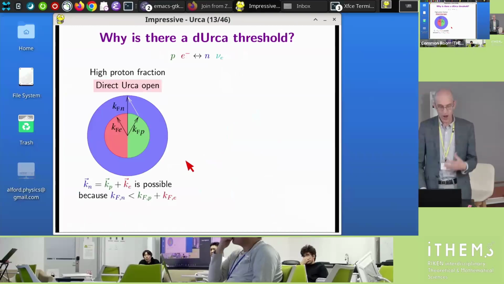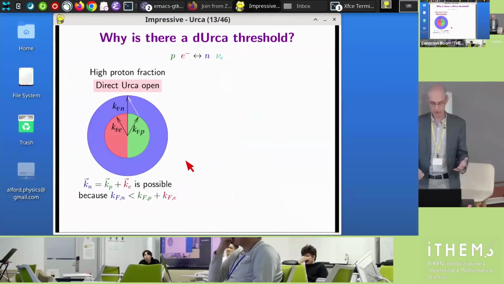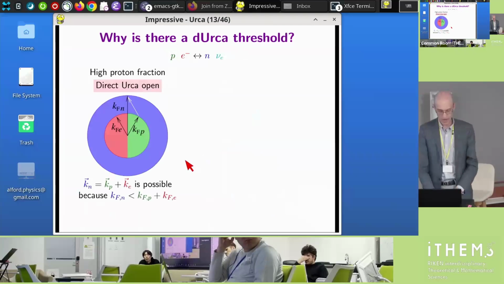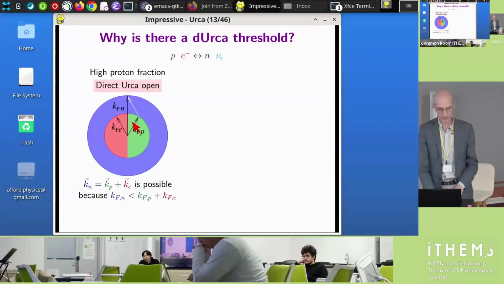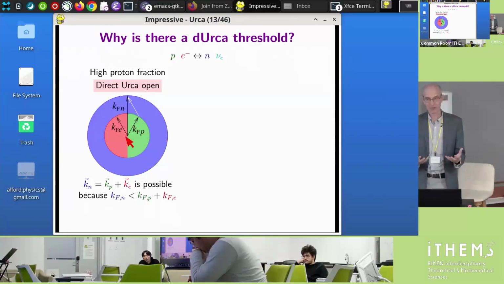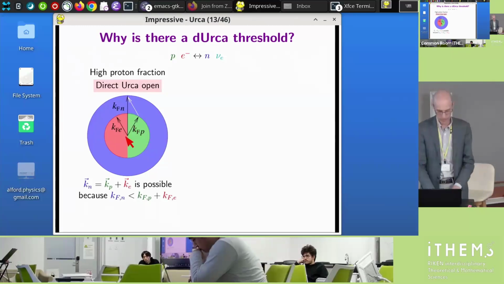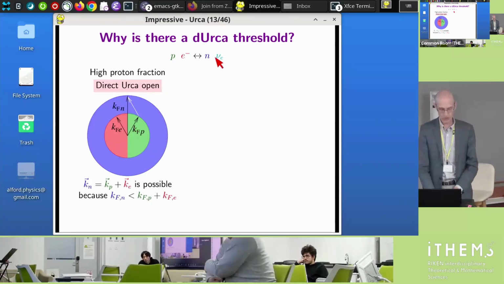Now, why is there a direct Urca threshold? Maybe some of you know this, but let me just quickly summarize. So you can imagine these Fermi surfaces here. We showed them before. And if the proton fraction is reasonably high, so there's a fairly good number of protons, I've shown this here with the concentric Fermi surfaces. So the neutrons are this blue Fermi surface here. The protons and electrons have the same Fermi momentum because, remember, they have the same density to ensure that things are electrically neutral. So if you want to do this process, proton and electron goes to neutron and neutrino, what have you got to do?